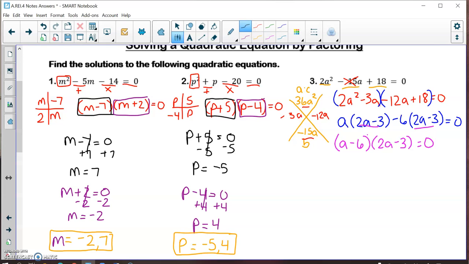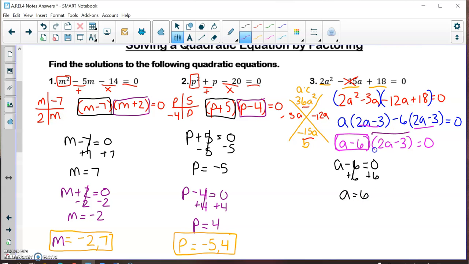All right, now by the zero products property, I'm going to take my a minus 6 and set that equal to 0 and solve for a by adding 6 to both sides. And I get a could be 6.